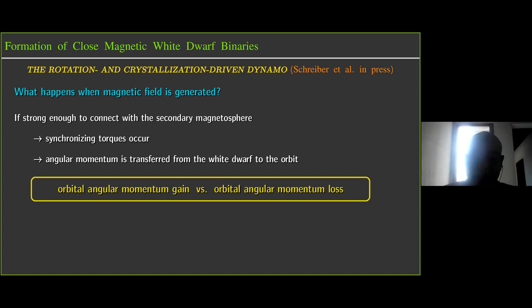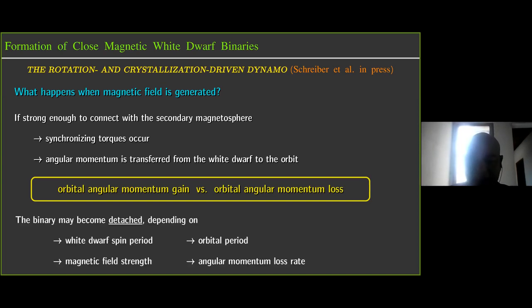So if the orbital angular momentum gain wins this battle, we will have a short detached phase, because the orbit will expand. So whether this binary can become detached or not will depend on how fast the white dwarf was rotating when the magnetic field was generated, how strong this magnetic field is, at which orbital period this happens, and also the efficiency of angular momentum loss.